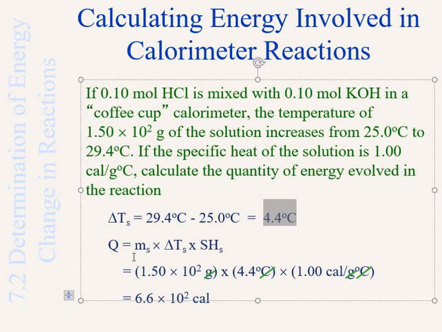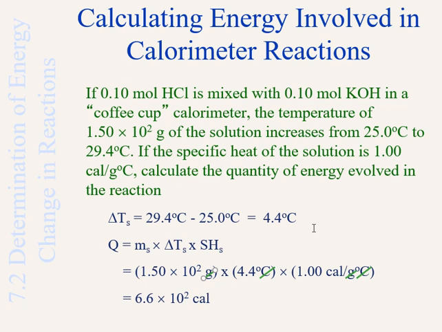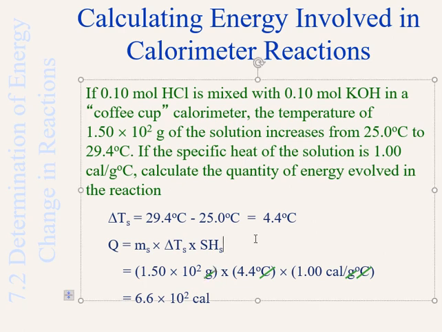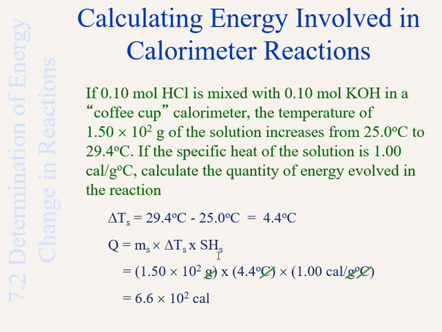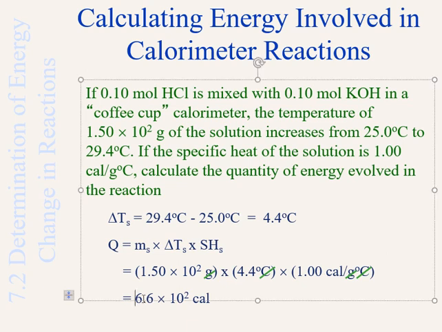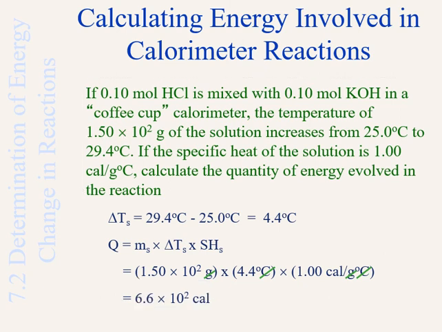And the heat would then equal the mass of the solution, given here as 150 grams, times the change in the temperature, 4.4 degrees Celsius, times the specific heat of our solution, which is the same as that of water. So 660 calories of heat was released when we mixed 0.10 moles of HCl with 0.10 moles of KOH, and when the total mass was 150 grams. This is how we find the heat released or absorbed.